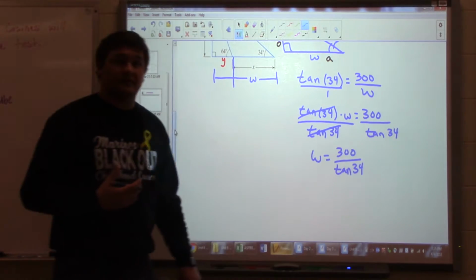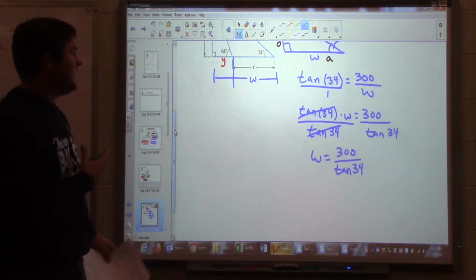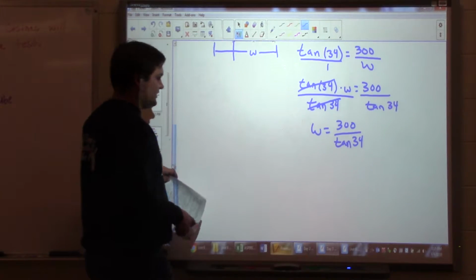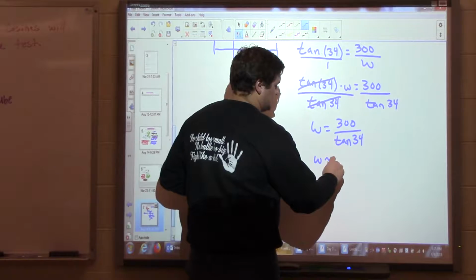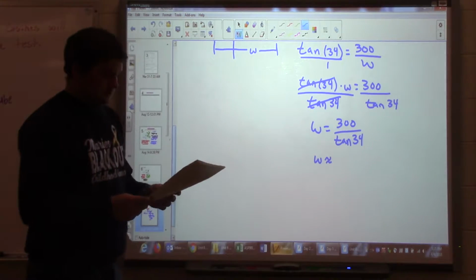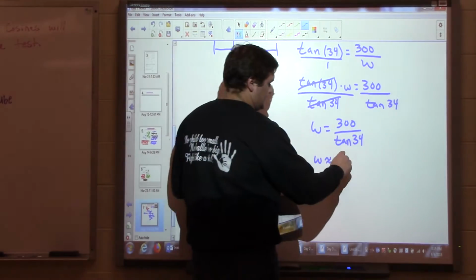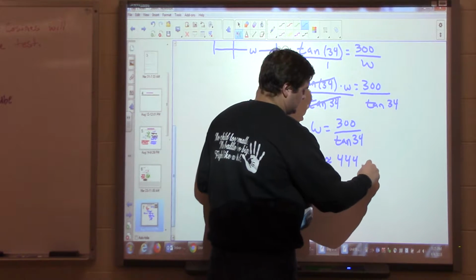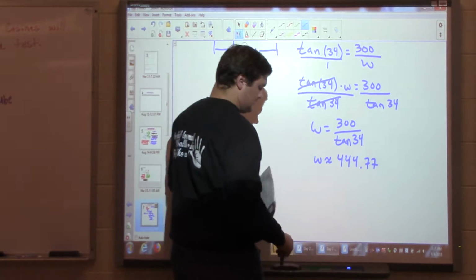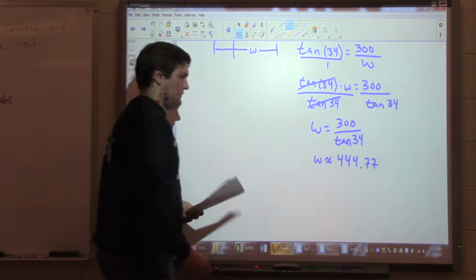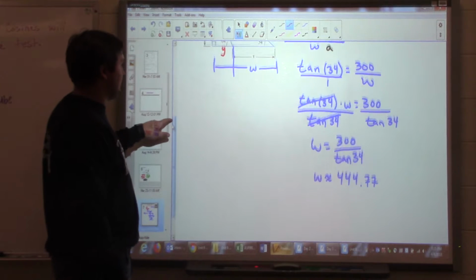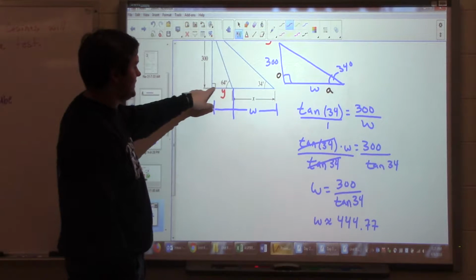Now I can put 300 divided by tangent of 34 in my calculator. I can get a nearest hundredth, right? It's a side length. So W is approximately, using that side length, 444.77. Awesome, I found one of my sides. Now I need to find the little triangle. Find that bottom part for the little triangle, find Y here.